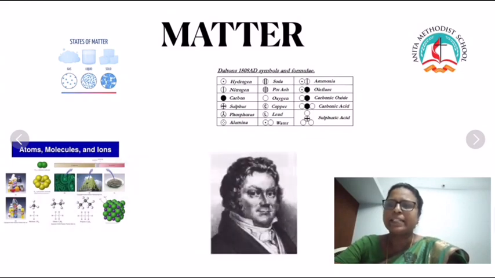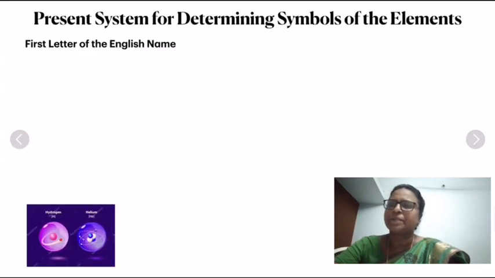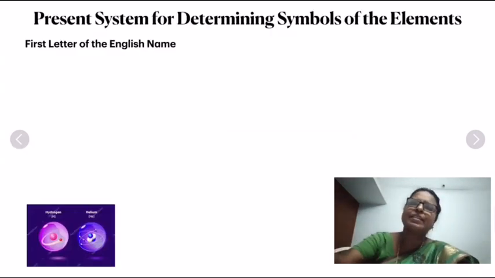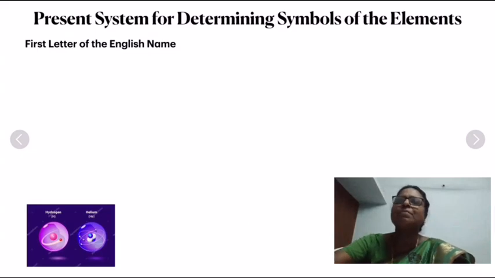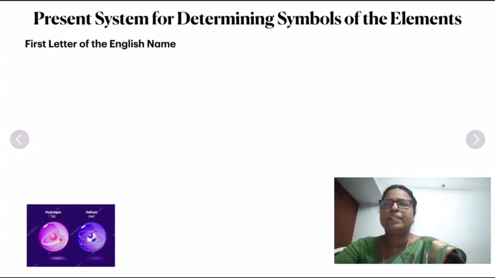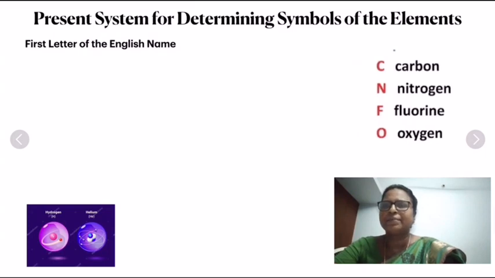Then the next, the Berzelius symbol. In 1813, John Berzelius used letters of the alphabet as symbols. Okay? Which one did he use? Letters of the alphabet. Next, you are going to see the present system of determining symbols of the elements. First one is the first letter of the element name. If it is carbon, what is the first letter? C. Carbon's symbol is C.